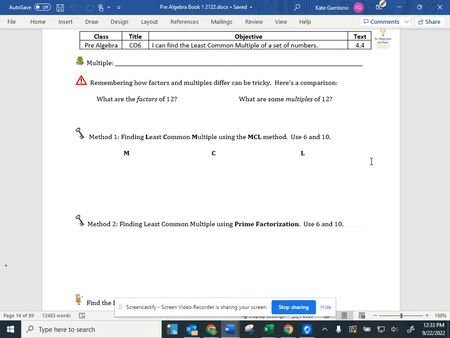We're at CO6. I can find the least common multiple of a set of numbers. So we talked about greatest common factors, the GCF. Now we're talking about the least common multiple, the LCM. Trust me when I tell you, I've taught greatest common factor and least common multiple for years, and kids always confuse the two. So we're really going to want to pay attention to what that greatest common factor is and how the least common multiple is different.